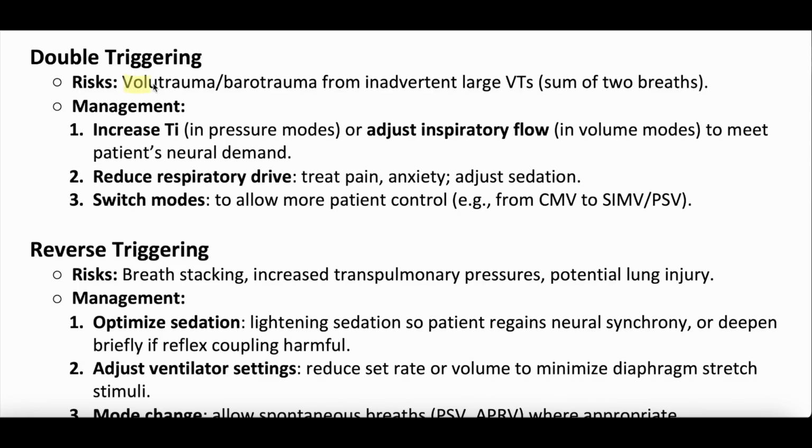Double triggering risks things like volume trauma and barotrauma, because you're getting these huge tidal volumes, since it's the sum of those two breaths like we talked about. The way to manage it is to increase the inspiratory time, increase the I time, or adjust the inspiratory flow, give them more flow to meet the patient's needs.